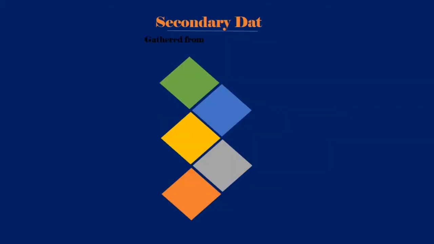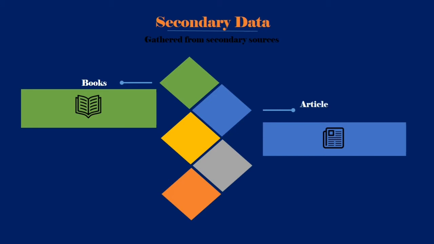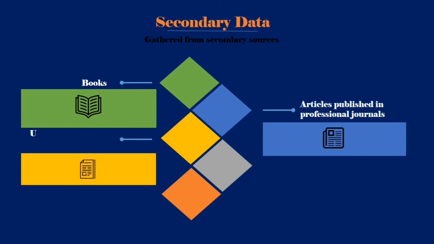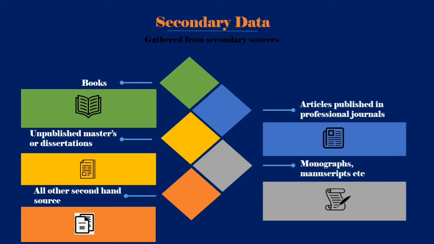Now, for secondary data, these are those which are being gathered from secondary sources. And of course, this includes books. We have articles which are being published in the professional journals. You have unpublished masters or dissertations. You may also use monographs or manuscripts and all other second-hand sources, such as those which are being gathered through the websites.